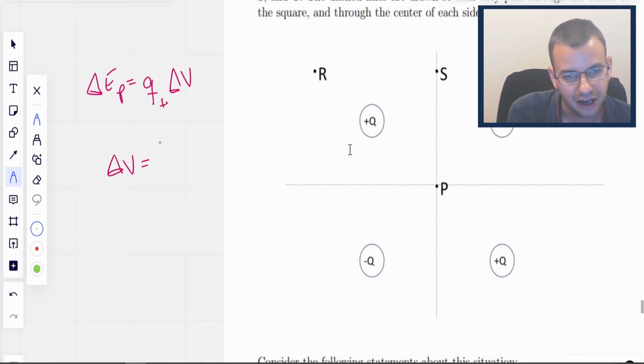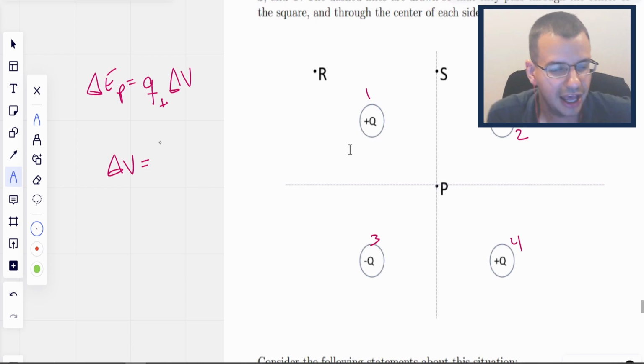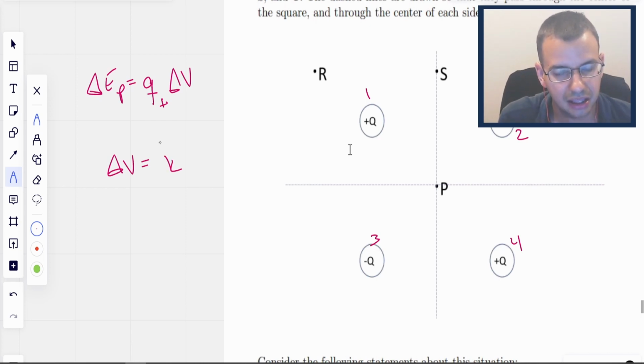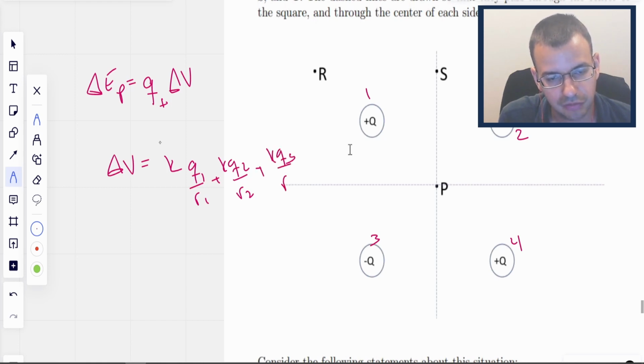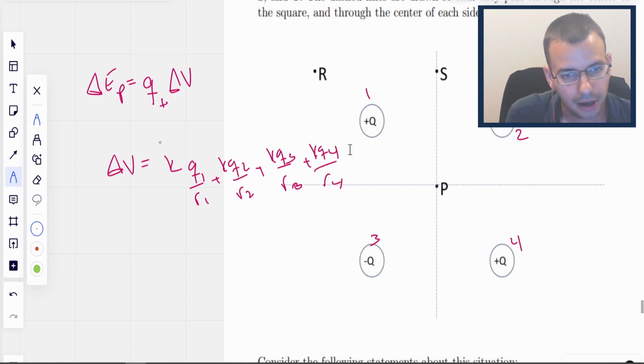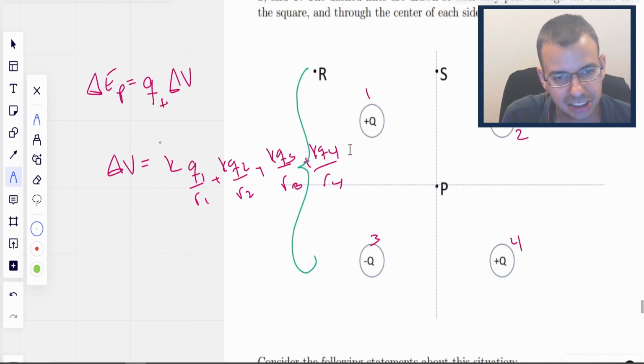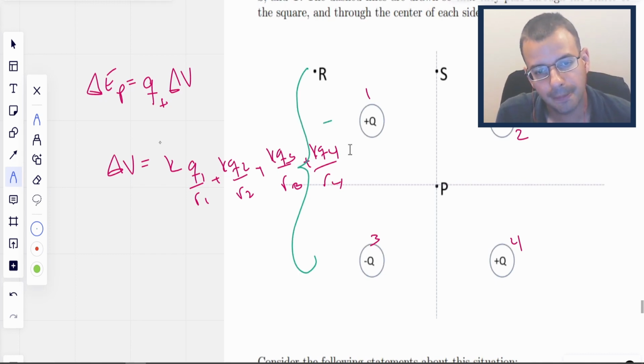So delta V here, it's still going to be the idea of we're going to do 1, 2, 3, 4. We're going to have KQ1 over R1 plus KQ2 over R2 plus KQ3 over R3 plus KQ4 over R4. I'm going to say, and this is largely guessing based on the picture, I think we could probably do this more formally, but we don't need to.